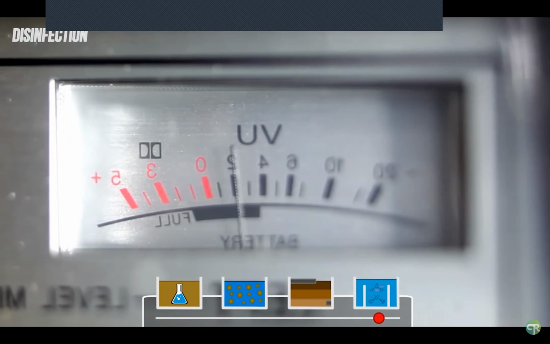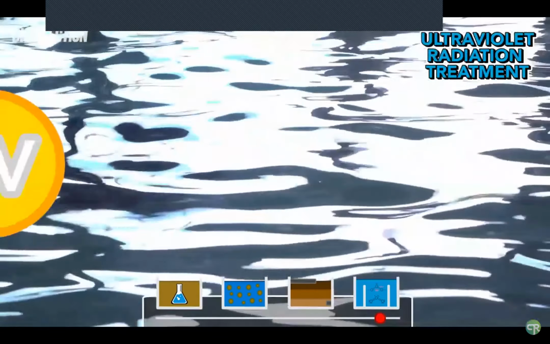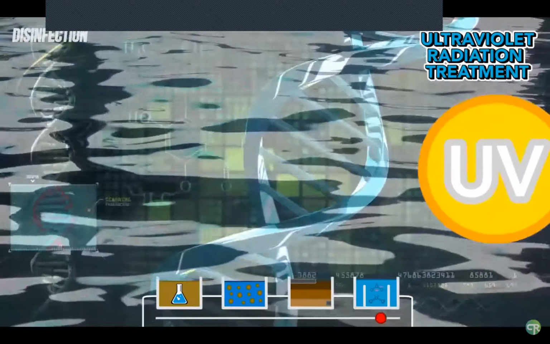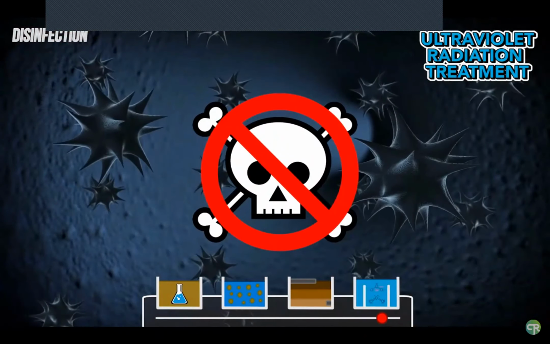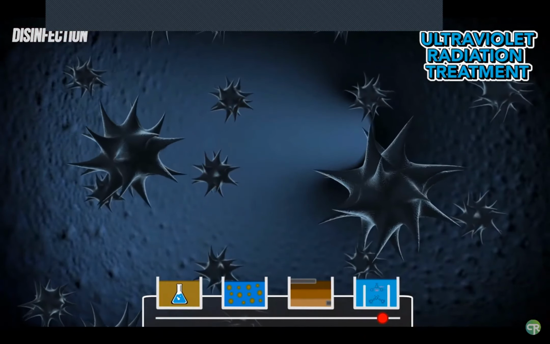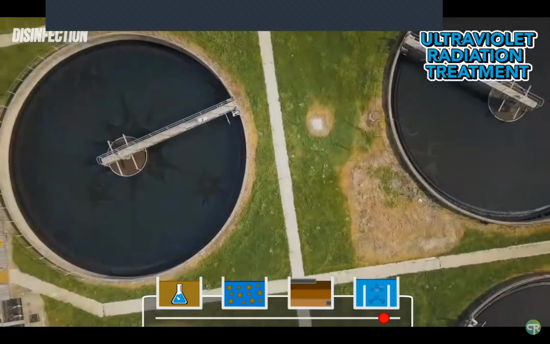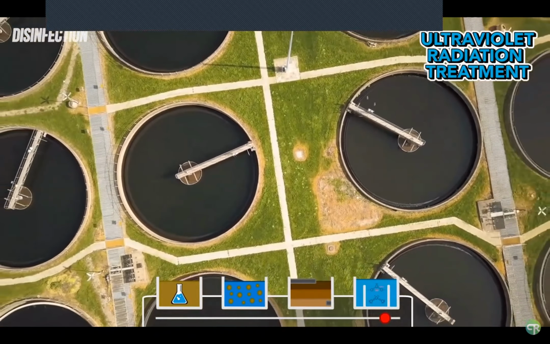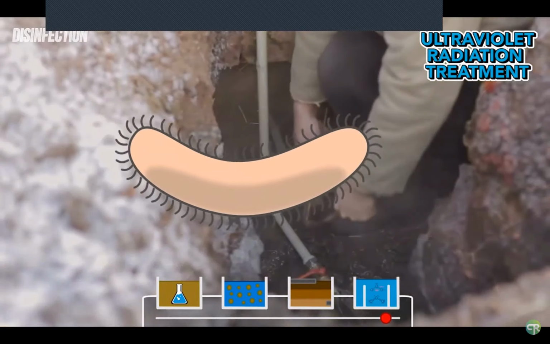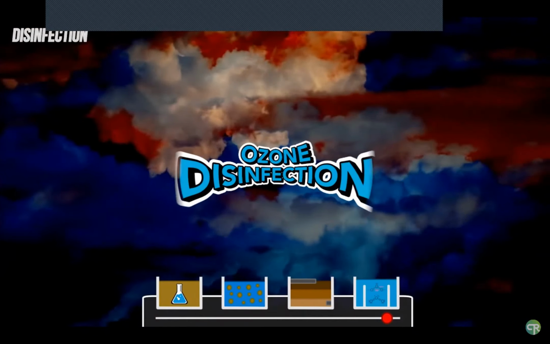The other most common method of treatment is ultraviolet radiation. In this process, UV light is shined through the water, which scrambles any bacteria's DNA. This doesn't kill the bacteria, but it makes it impossible for them to reproduce, thus making them harmless. The main downside to this disinfection process is that it isn't residual like the chlorine, meaning that any bacteria introduced to the water after this process can't be treated. Finally, we're left with ozone treatment.